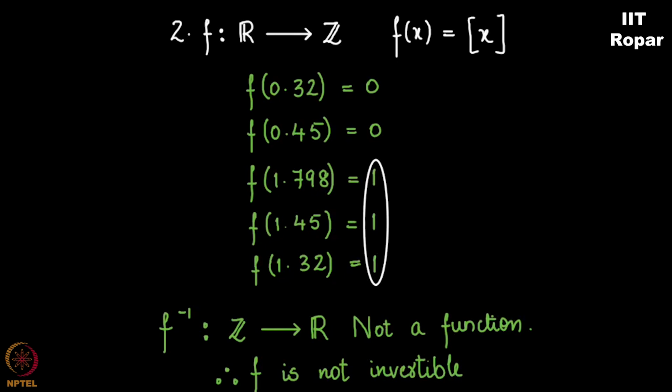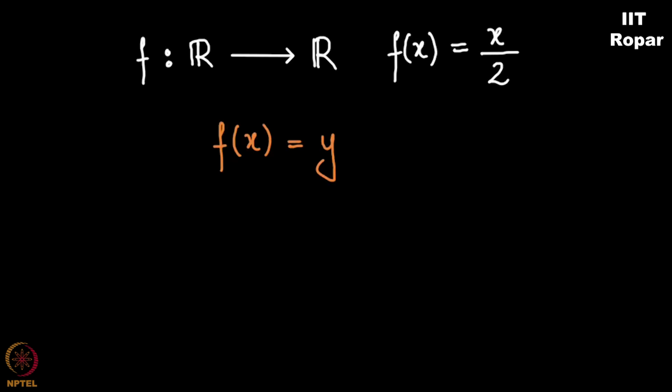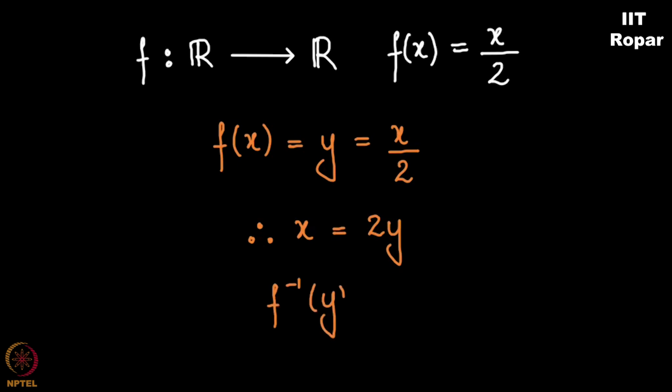The last question, if f is a function from R to R defined as f of x is equal to x by 2, so I'm taking the half of that element each time. What is the inverse here? f of x is y, so what is y equal to? x by 2, and therefore what is x? Very simple, it is 2y, right? So f inverse y happens to be 2y.